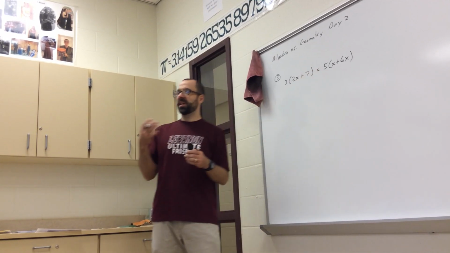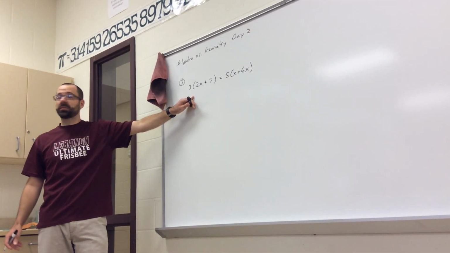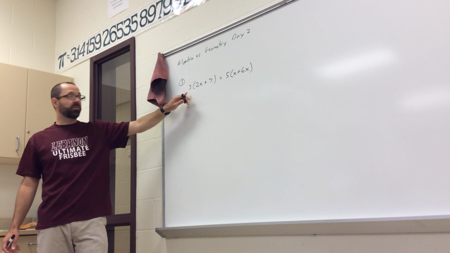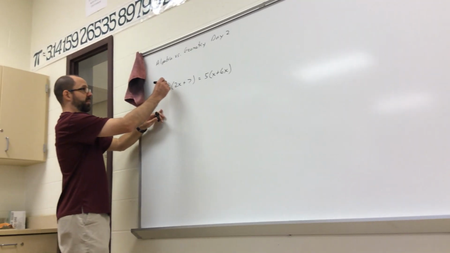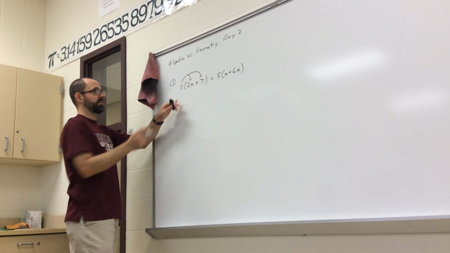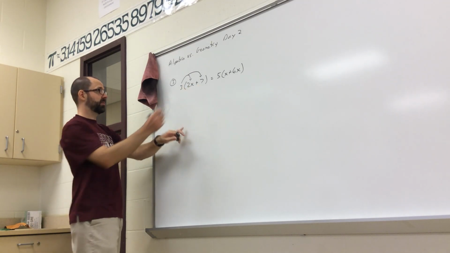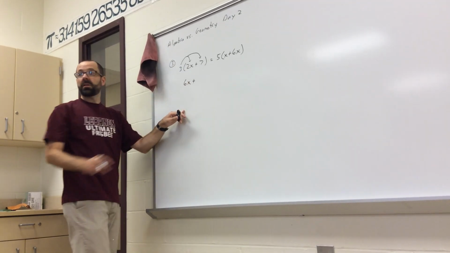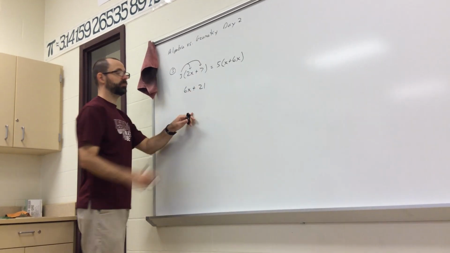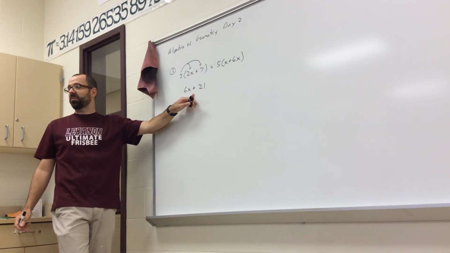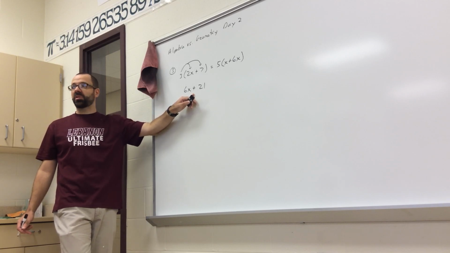All right, so anybody have any idea what we should do to solve this one? Yeah, Alex? So first thing to do is distribute. Good. The 3 is in front of the parentheses, and the 5 is in front of the parentheses, so we're going to distribute. So we're going to take the 3 and multiply it in, and we're going to take the 3 and multiply it in again. So 3 times 2x is 6x. And 3 times 7 is 21. So the first step on this problem is to distribute. And when we distribute the left side, we get 6x plus 21.